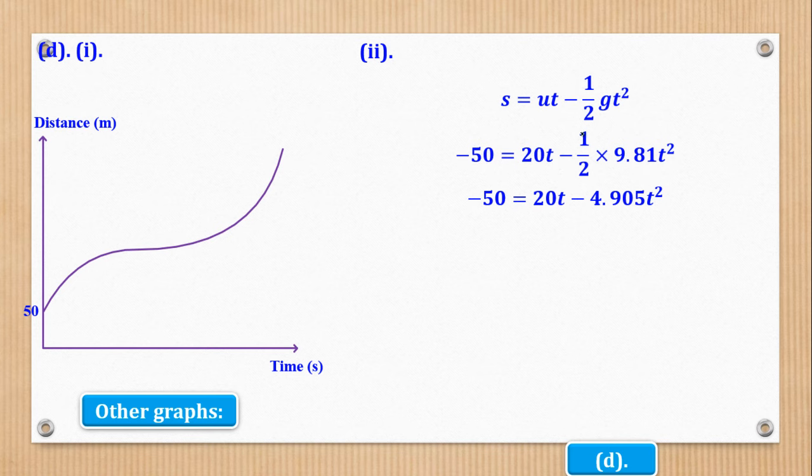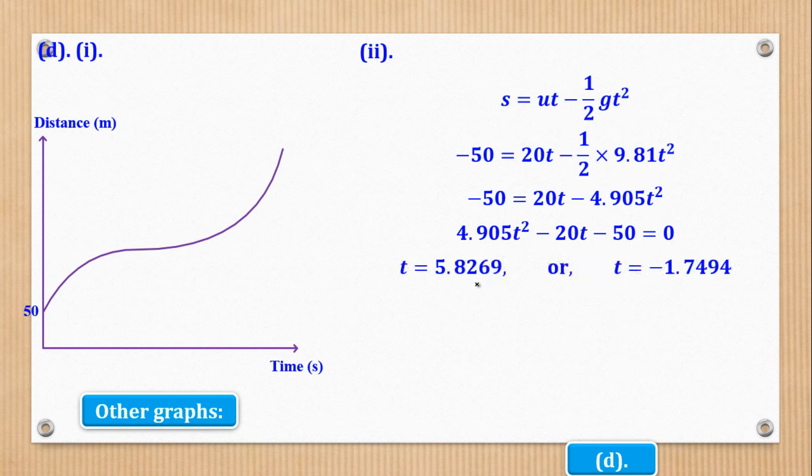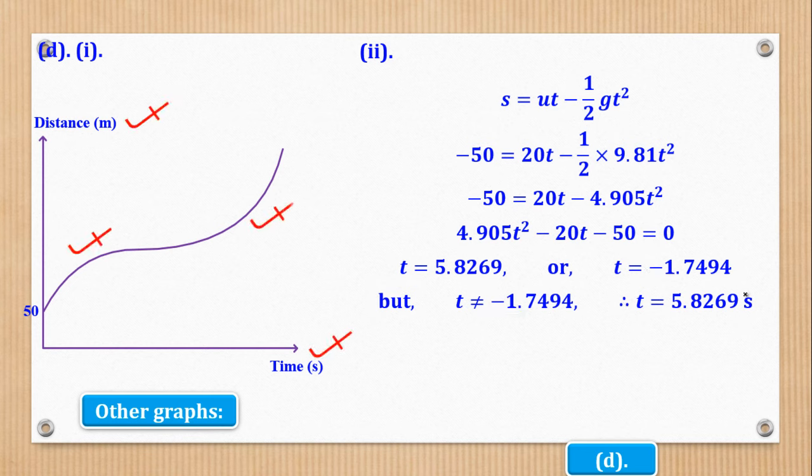Then we shall simplify. This times this gives this. So that means we have got a quadratic equation which we can solve to get the two values of t, but t cannot be negative because the particle began moving when t is 0. So t cannot be negative, therefore t is that. And basically that's what they wanted.